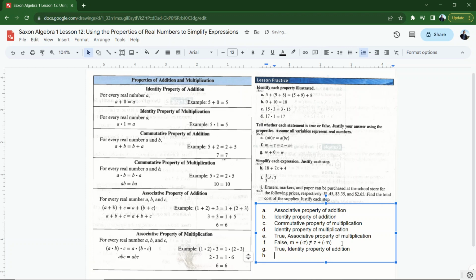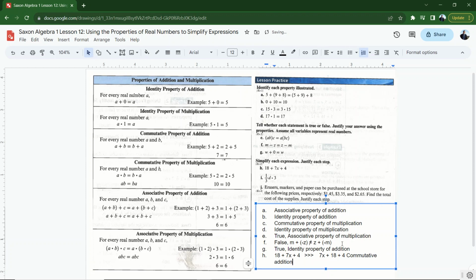All right, letter H, simplify each expression, justify each step. Here we have 18 plus 7x plus 4. What I'm going to do with this one is reorder it. I'm going to put a triple arrow to show that I'm doing the same problem but over to the right, and rearrange it to be 7x plus 18 plus 4. I'm going to put my variable term first, and then I just moved it around. This is the commutative property of addition.